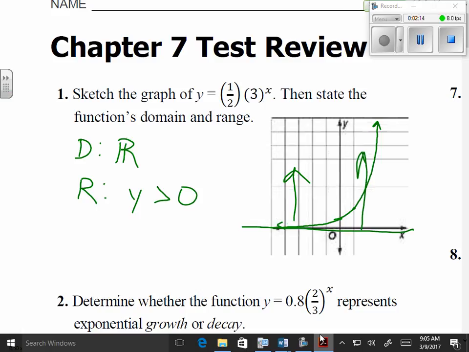90% of the ones you do in domain and range is going to be just like that. Domain is going to be all real numbers. Range is going to be y greater than 0. Now they might trick you with a greater than or equal to. They might trick you with less than. So make sure it's the strictly greater than symbol for the range.